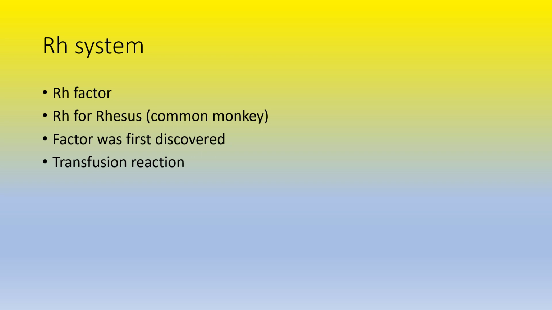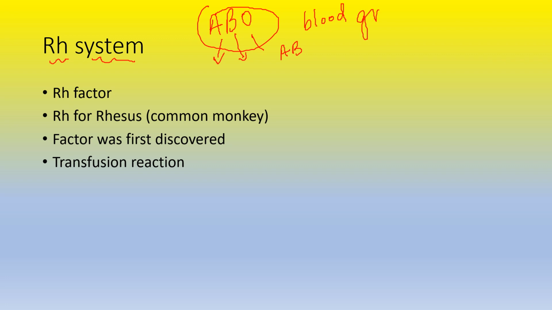Okay, so today's topic is the Rh system. After the ABO blood grouping system, which is the first one, that is how we find out there are blood groups of type A, type B, O, and AB. These are the types of blood groups that are seen. This is the ABO blood grouping system.